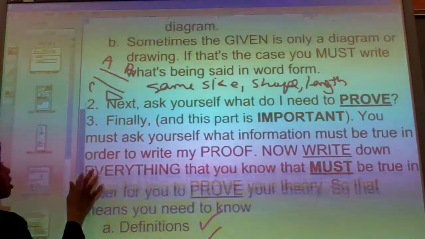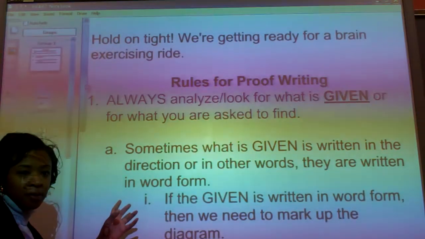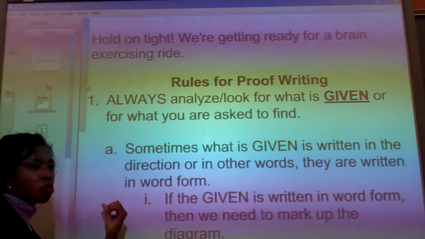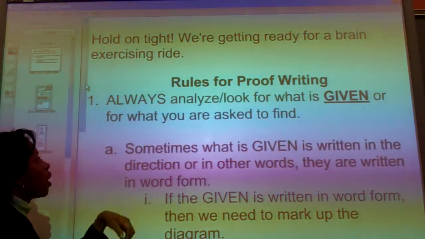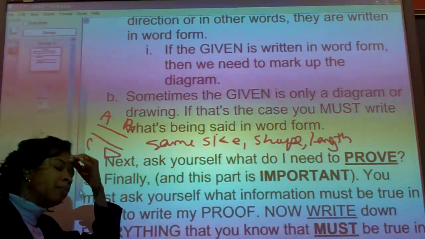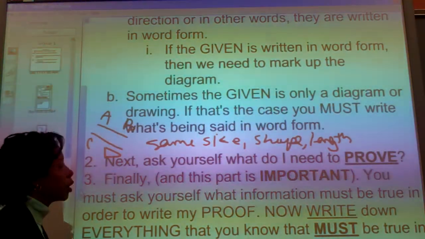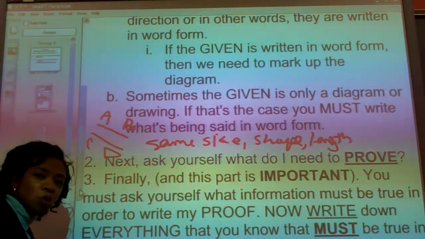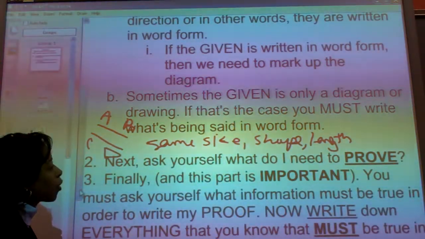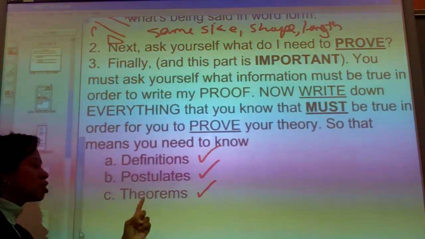So, 3 steps for writing proofs. Number 1, you always write down what's given. If it's given to you in words, draw a picture. If they give it to you in a picture, write it in words. Number 2, ask yourself, once they tell me what's given, what do I need to prove? Number 3, which is most important, well, all are important, you have got to memorize definitions, postulates, and theorems.